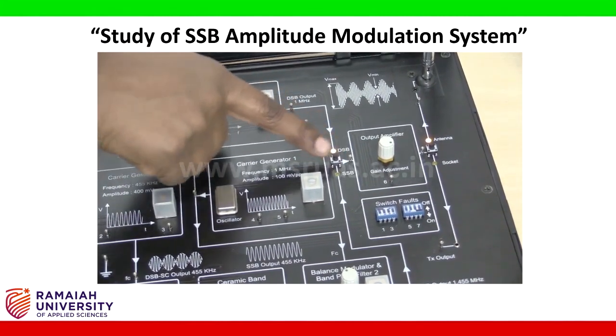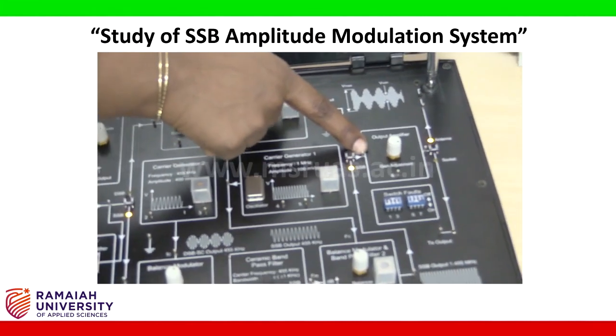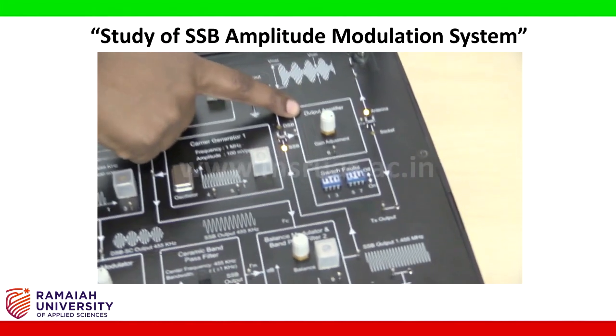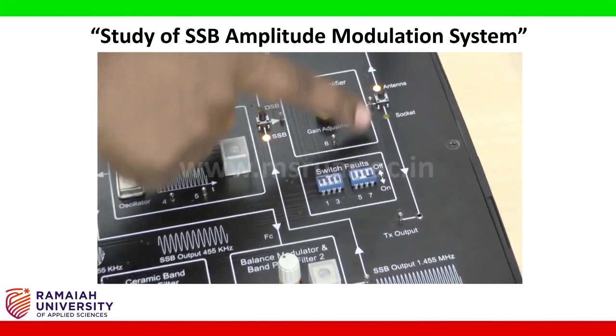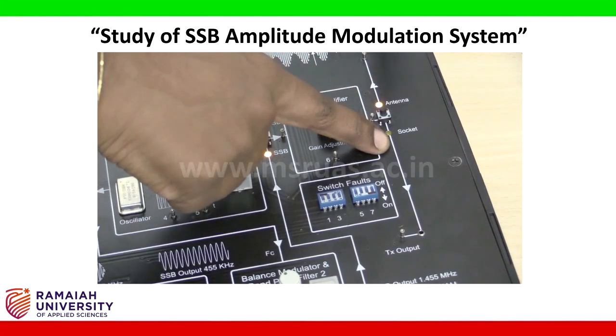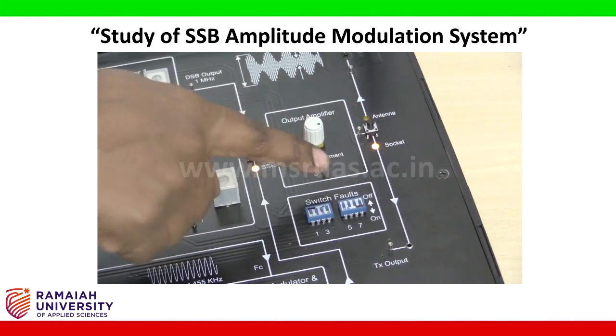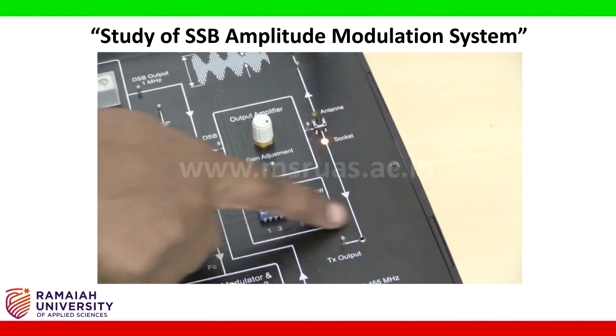So press the switch, SSB track gets selected and this amplifies. This is output amplifier. SSB wave is amplified in this and the amplified output is either given to antenna or to the socket. We will use socket. So the output is available here.